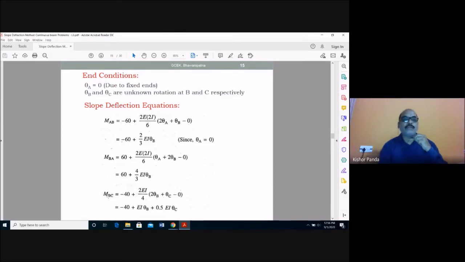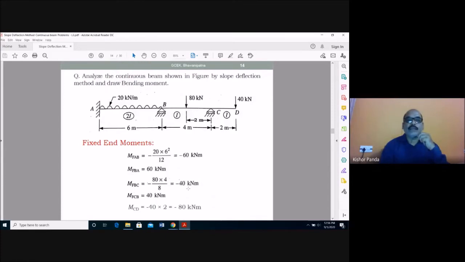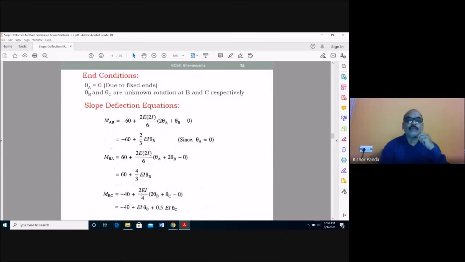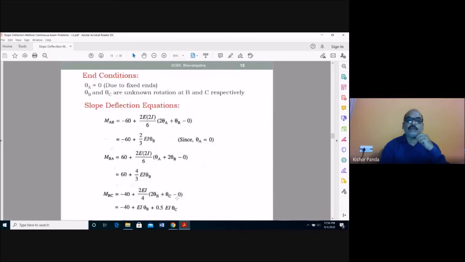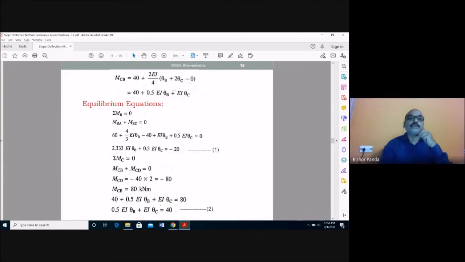Similarly, find out for span BC, MBC. So here, the MFBC you are given minus 40, MFBC plus 2EI, the moment of inertia, by 4, 2 theta B plus theta C minus 0. Settlement is 0. But here, theta B is unknown and theta C is unknown, so these two you have to find out. So these two will remain here: minus 40 plus EI theta B plus 0.5 EI theta C. Similarly, find out MCB is equal to this much. This is the equation 2EI by 4, theta B plus 2 theta C minus 0.